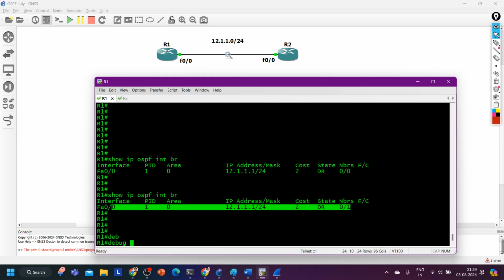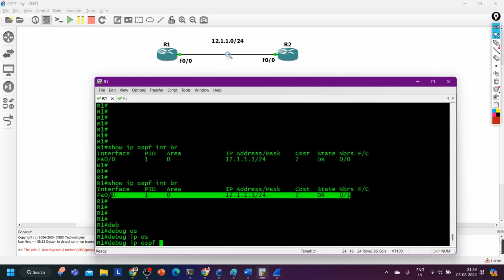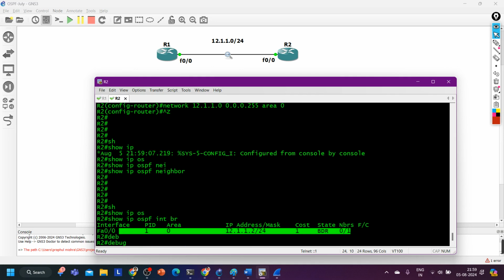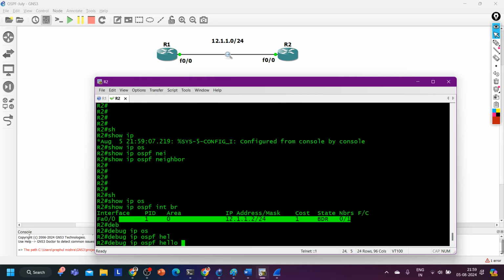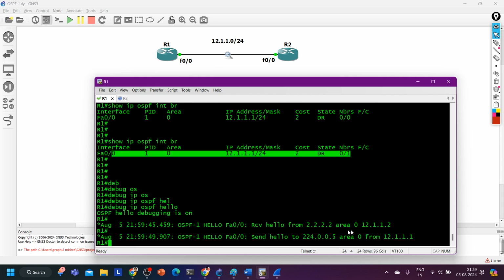But you can do one thing. You can debug hello message of OSPF. Debug IP OSPF hello on router number 2. Debug IP OSPF hello. See, are you able to see any MTU information here?